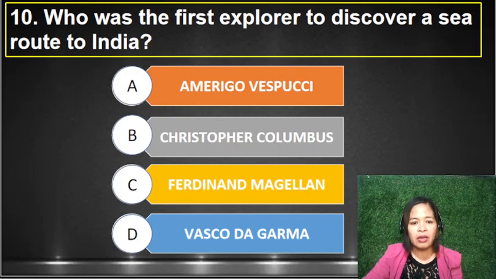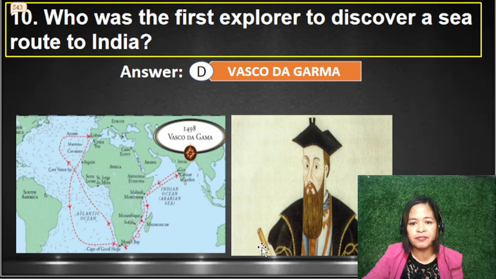Number 10, who was the first explorer or navigator to discover a sea route to India? A. Amerigo Vespucci, B. Christopher Columbus, C. Ferdinand Magellan, and D. Vasco da Gama. The answer is Vasco da Gama. This is the picture of Vasco da Gama, and this is the route that he discovered.